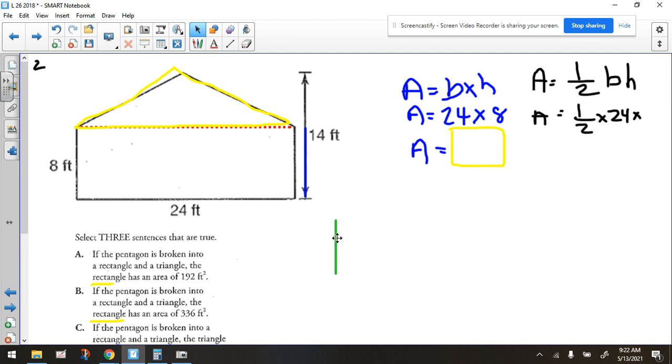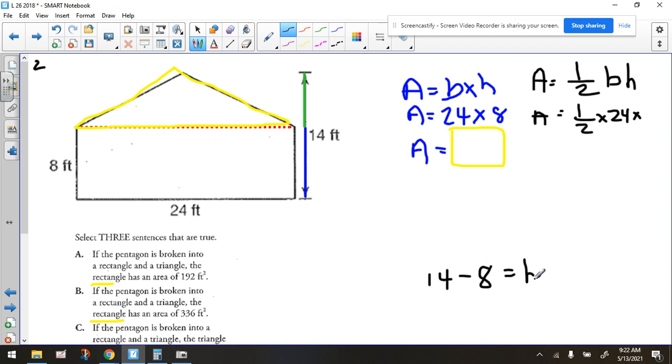So the question really becomes, how many more feet do we need to make 14 feet? So in other words, to get the height, you have to take 14, subtract 8, and that's going to equal the height of the triangle. So do that now and substitute that number right here in this box. All right, and then you're going to finish up by finding the area of the triangle.